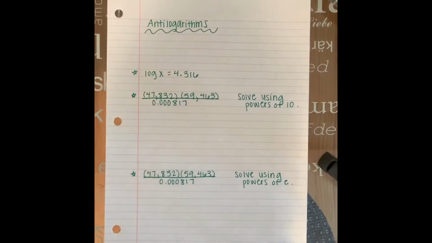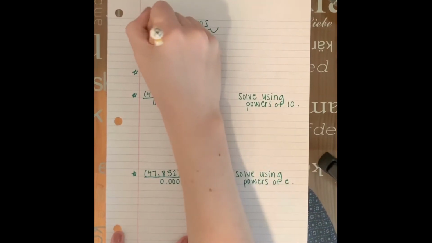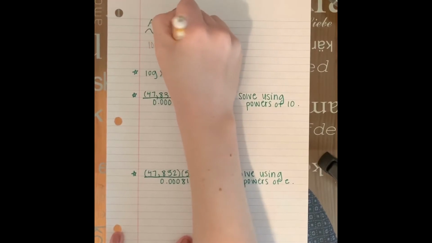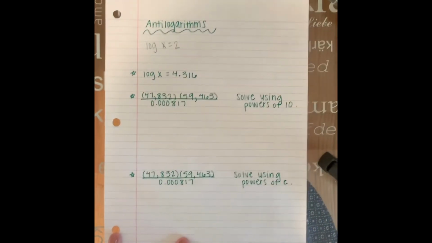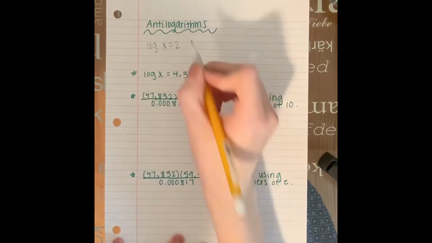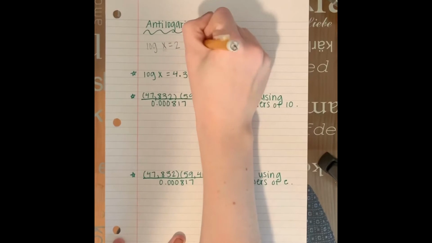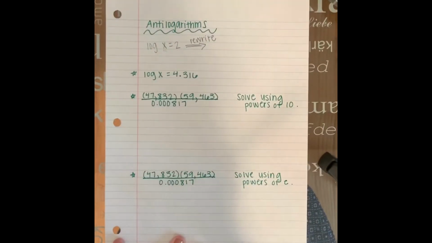An anti-logarithm problem is a type of problem where we will be solving for not the exponent, but the answer. Here's what I mean by that. If I have log of x equals 2, well, my exponent isn't what's missing. It's this answer right here. So what I do to solve these problems is I rewrite it as an exponential equation.